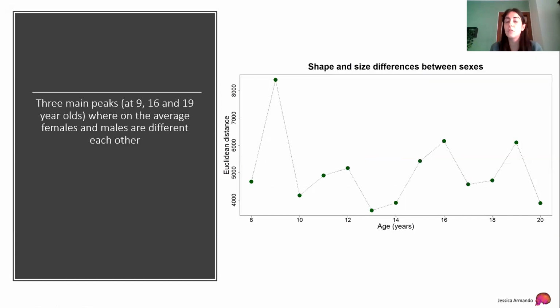Another important result, the evaluation of the morphological differences between males and females during growth, reveals the highest differences at 9, 16, and 19 years old. In this graph, we can see 3 different peaks in which males and females differ from each other. One important thing we have to underline is that for the 9 years old, we have only 2 individuals, 1 male and 1 female. Meanwhile, for the other age ranges, we have 4 individuals, 2 males and 2 females. And this, in the end, could probably affect the results of the analysis.